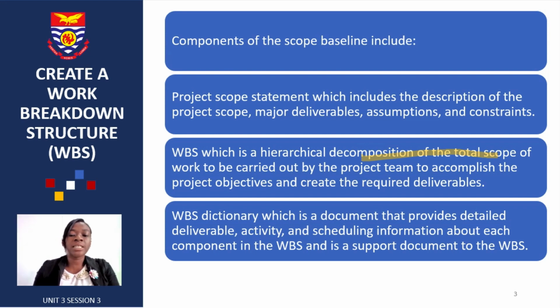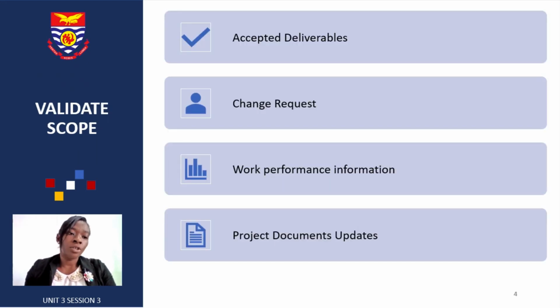Basically, this is a document that provides detailed deliverable, activity, and scheduling information about each component in the work breakdown structure, and it has supporting documents as well. So you may have a work breakdown dictionary alongside your work breakdown structure, which is going to give you details about every deliverable, every activity or schedule information, as well as the supporting documents. And these are very important for your project.